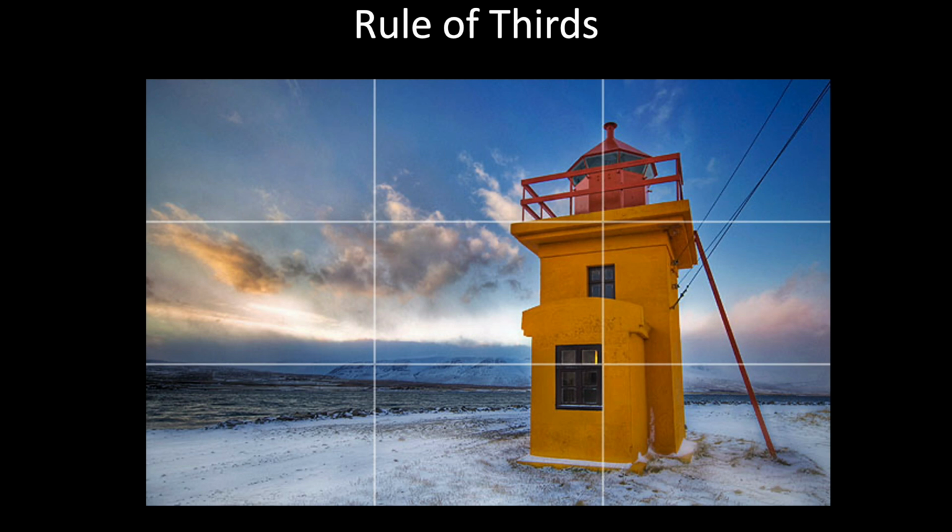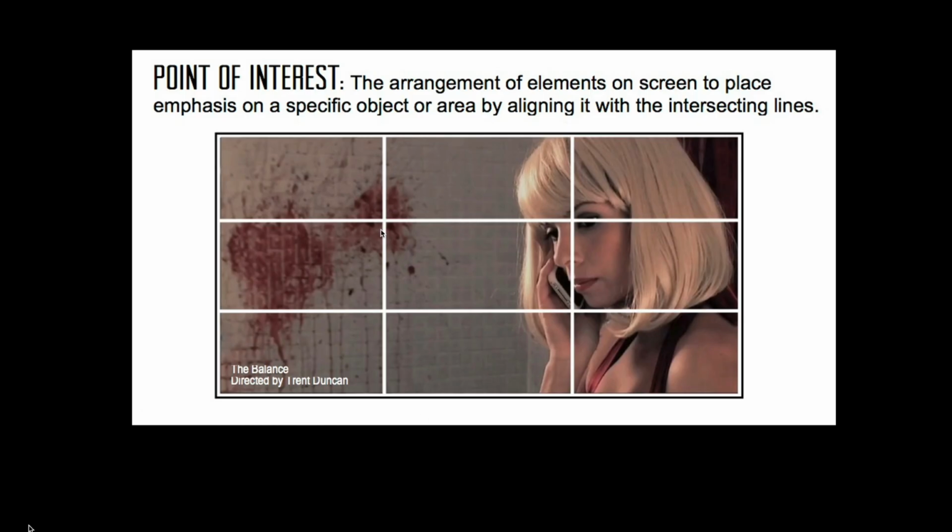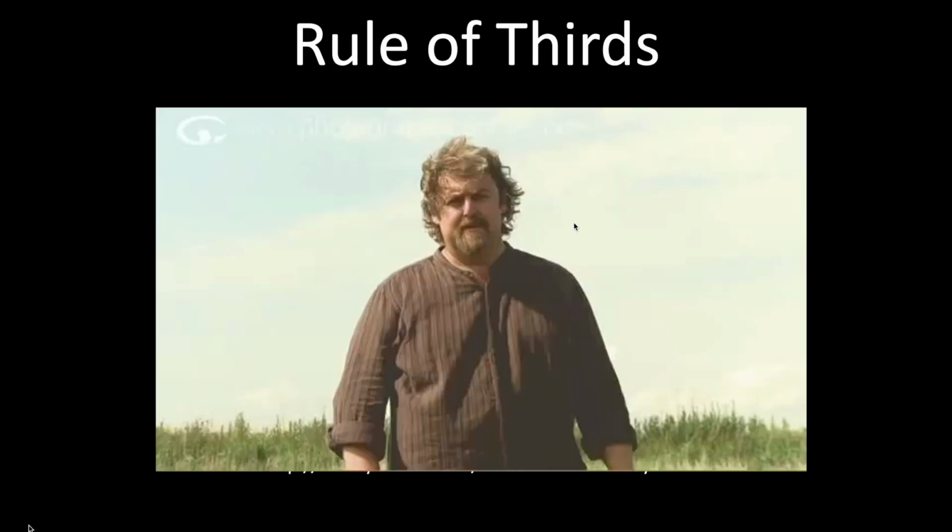With the rule of thirds, we divide the frame equally horizontally and vertically with the point of interest at the intersecting points. So here we can see the point of interest is in the blood splatter and in her eyes.